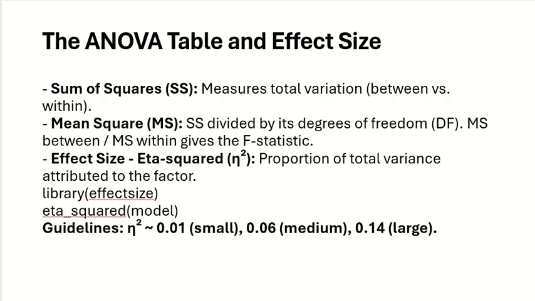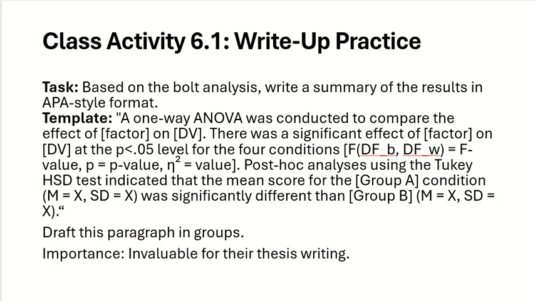ANOVA tells you there is an effect. This one tells you how much is the effect, and Tukey's test tells you where is the effect. So they are both used if the null hypothesis is rejected.